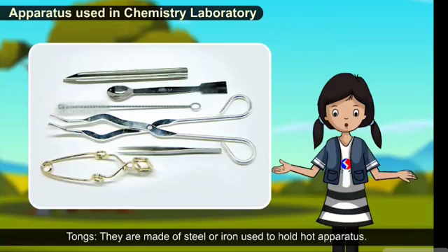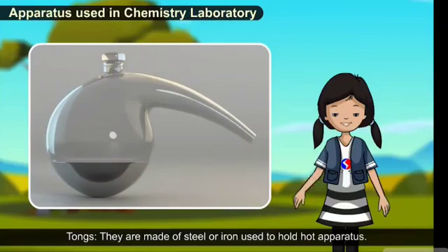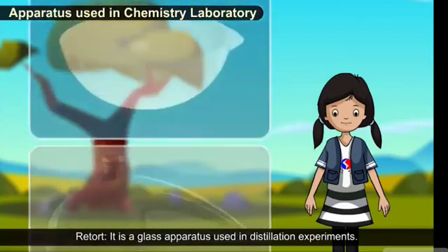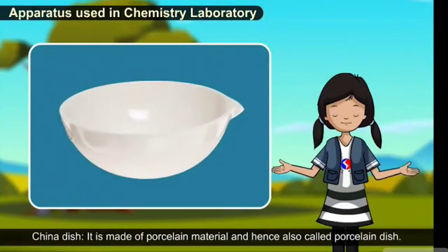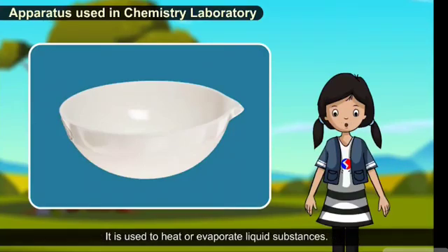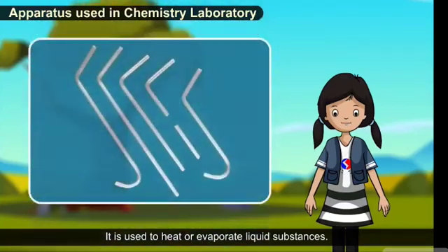Tongs. They are made up of steel or iron used to hold hot apparatus. Retort. It is a glass apparatus used in distillation experiments. China dish. It is made of porcelain material and hence also called porcelain dish. It is used to heat or evaporate liquid substances.